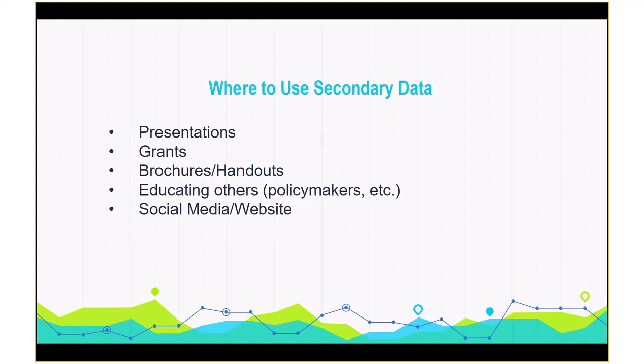So where would you want to use secondary data? Secondary data can be used in presentations, grants, brochures or infographics, other handouts. It can be used to educate others, such as policymakers, and it can be used on social media or a different website.